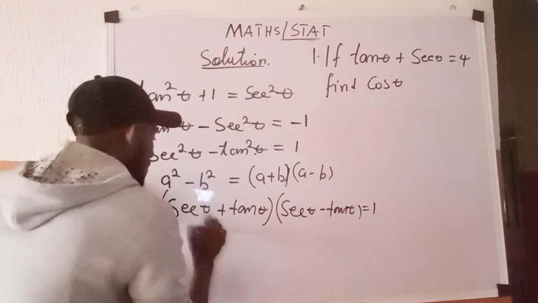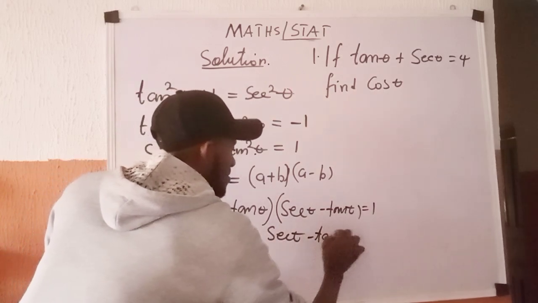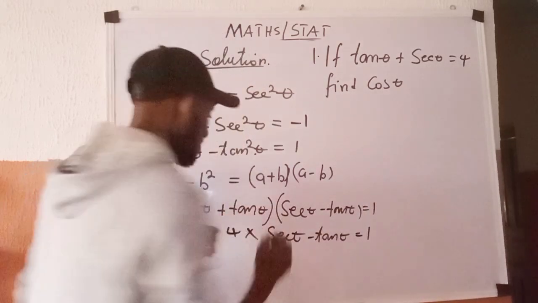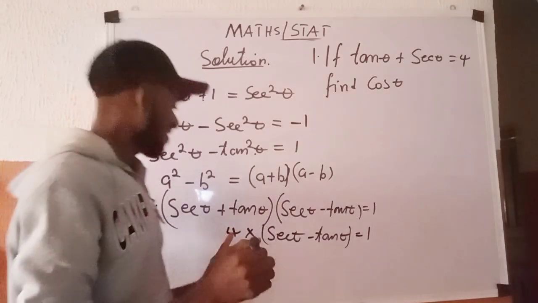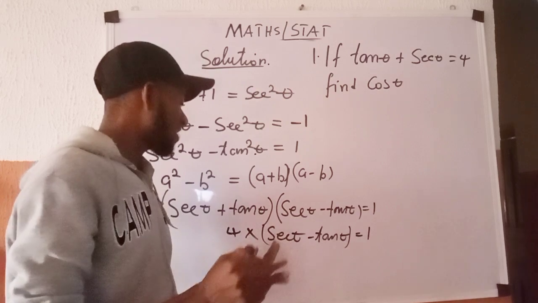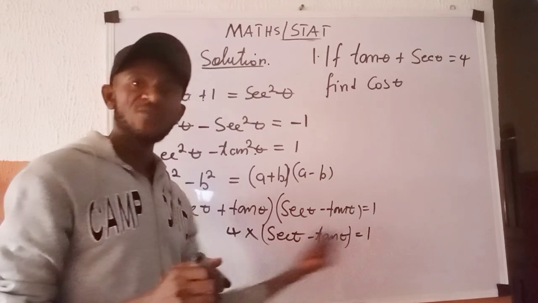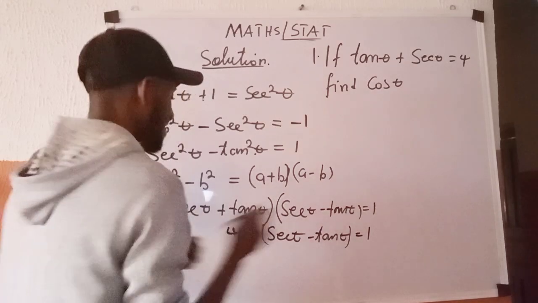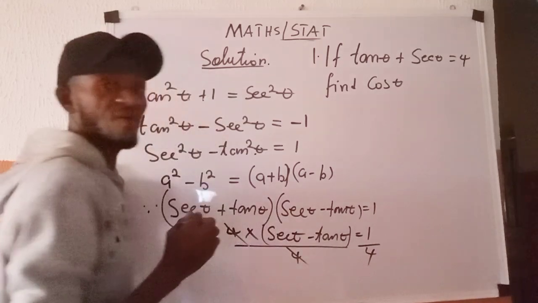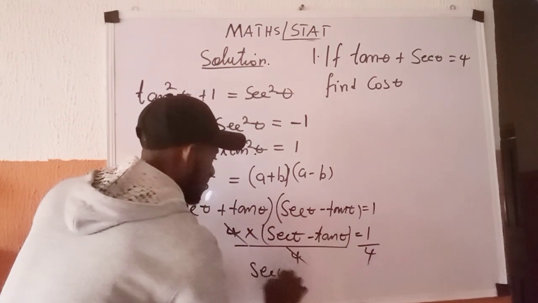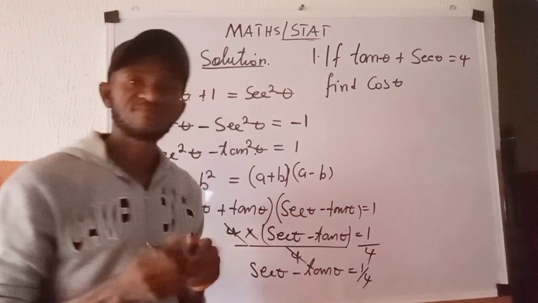And what I have now becomes 4 in place of this: 4 times sec theta minus tan theta equals 1. Then you open and close, showing that this 4 is multiplying the bracket. You are seeing this 4 as if it were the coefficient of sec theta minus tan theta. So if I want to make sec theta minus tan theta stand all alone, I am going to divide both sides of the equation by 4, all over 4, so that this 4 can cancel this 4. And what I have becomes that sec theta minus tan theta is given as 1 over 4. This is now what I have.